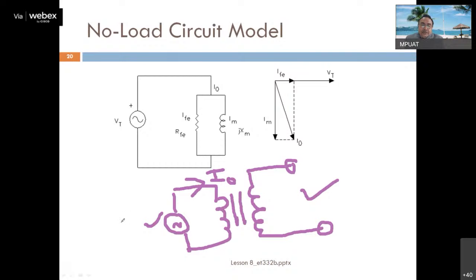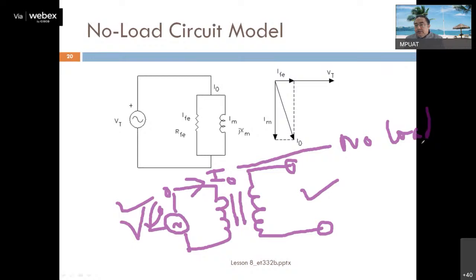This is the applied voltage V, angle 0 degree. With respect to this applied voltage V, this current will lag. This I naught is called the no load current. It will lag the applied voltage V. Why will it lag? Can anybody tell me?